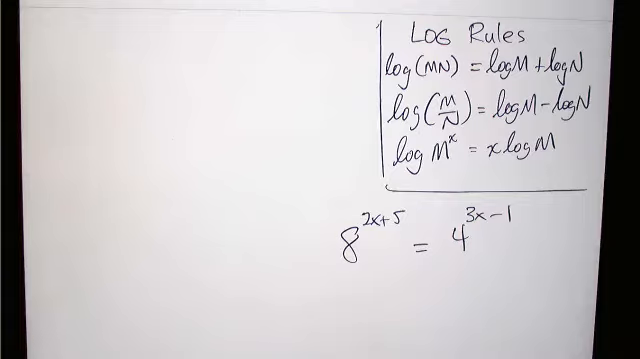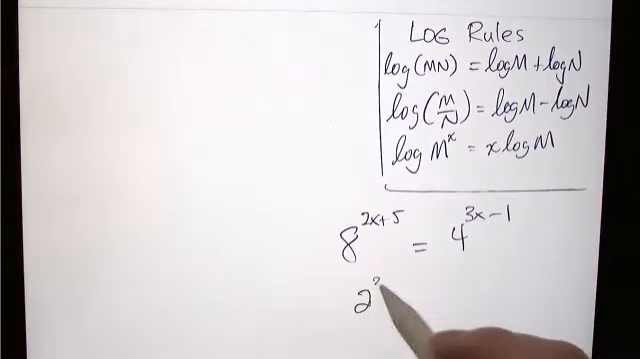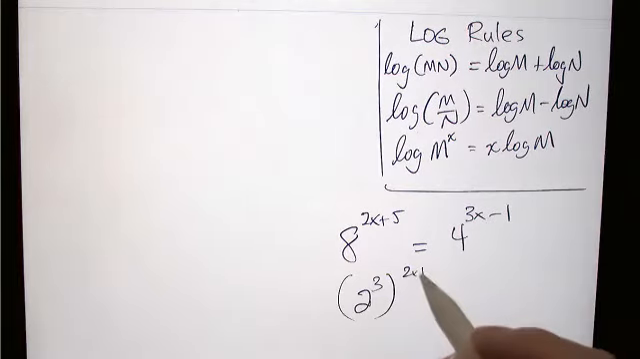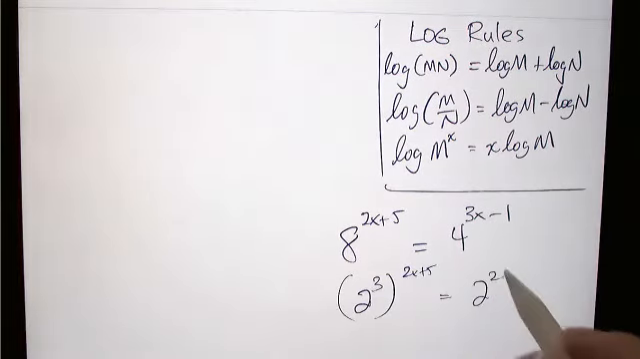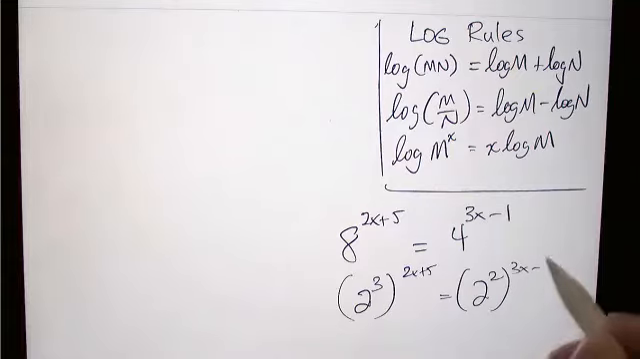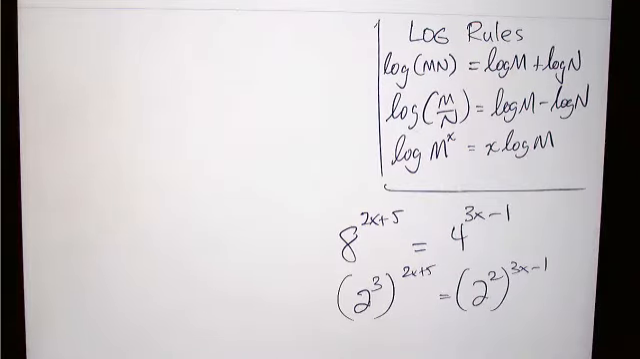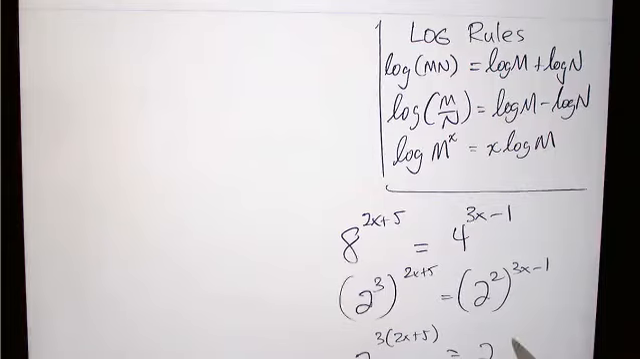Very good. What makes this easy is that 4 and 8 can both be written as powers of 2, can't they? So this is 2 to the power of 3, to the power of 2x plus 5. And this is 2 to the power of 2, to the power of 3x minus 1. When you have a power raised to a power, you can multiply their exponents. So this is 2 to the power of 3 times 2x plus 5, and this is 2 to the power of 2 times 3x minus 1.